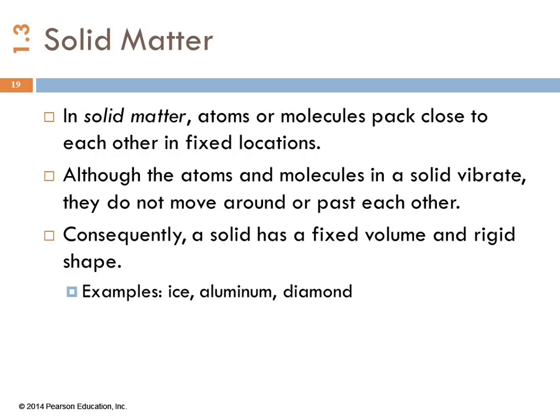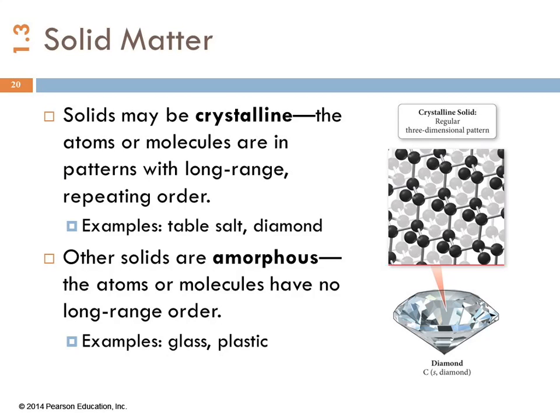And that's what solid particles do. They vibrate around, they're not completely still, but they don't move relative to each other. And because of that, fixed volume, rigid shape. The shape is not going to change. Examples: ice, aluminum, diamond. We can take solids and categorize them further, I should say. We can have crystalline solids or amorphous solids.